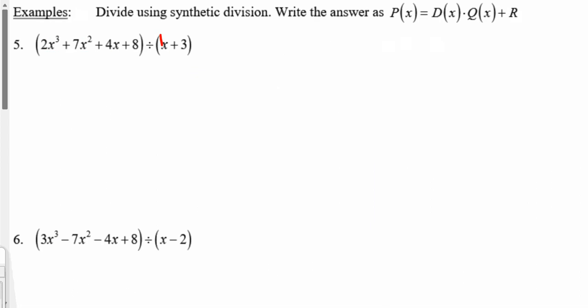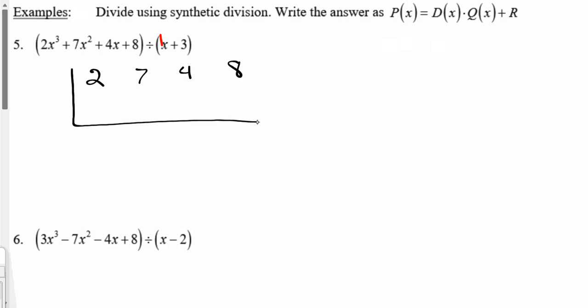So we would take these coefficients. Let's try this 2x cubed, and then the 7x squared, 4x, and 8. So we write out the coefficients without any of the variables. It's kind of like there are place values telling us what the variable would be with it. Then there are a couple notations. For this one, I'll do a notation that looks like this.